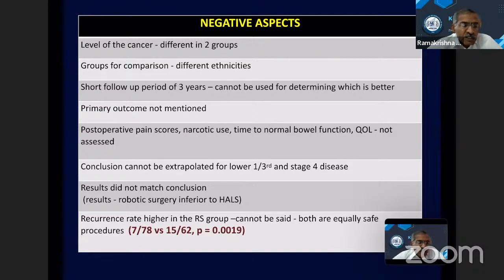In the conclusion, they have just given the conclusion. They should have added one more sentence, that this conclusion applies in cases of upper 2/3 carcinoma rectum in stage 1, 2, 3, because they have excluded carcinoma of the lower 1/3 and also stage 4 disease. While giving the conclusion, you must mention it applies to patients with carcinoma rectum, stage 1, 2, 3, and upper 2/3. They have not mentioned that. The results cannot be extrapolated to this group of patients. That's one thing. And results are not matching with the conclusion.